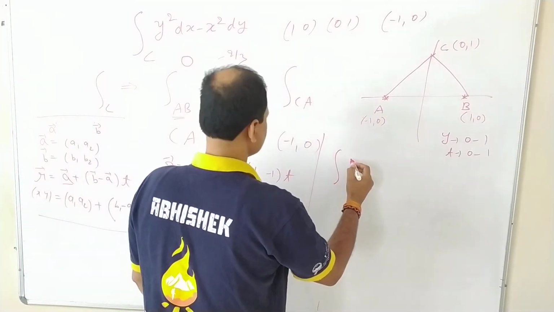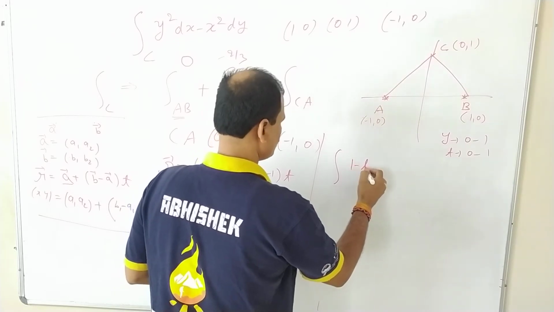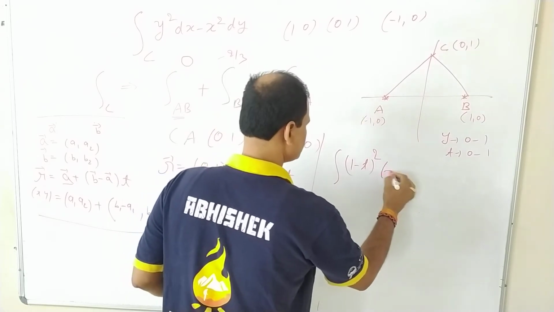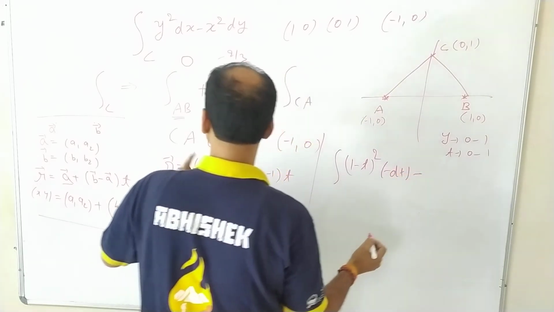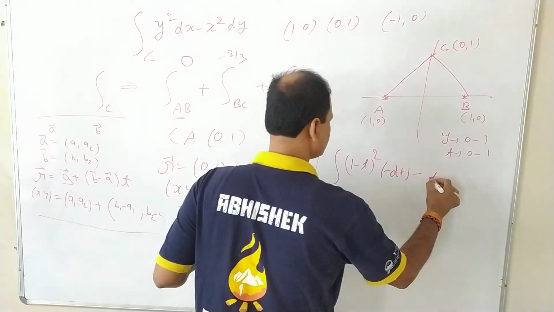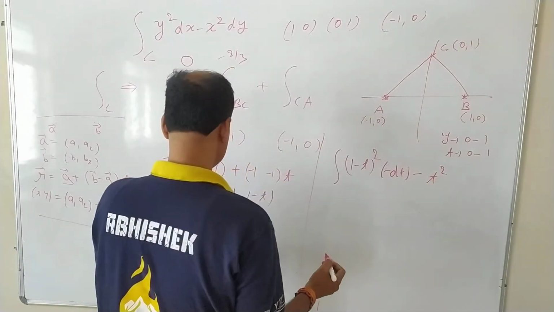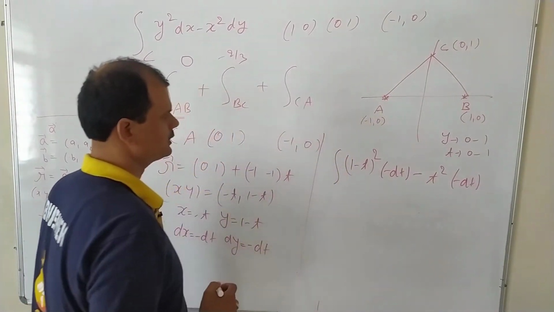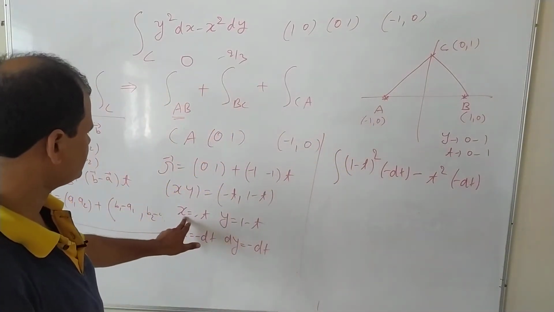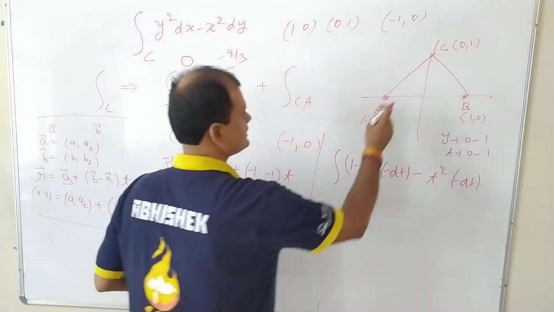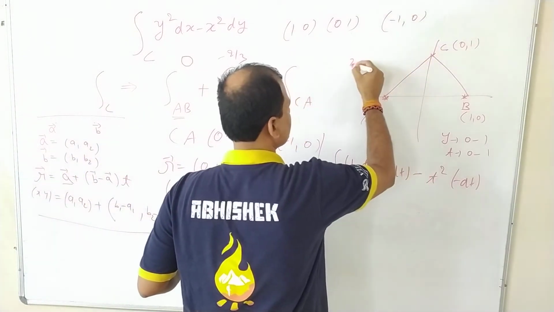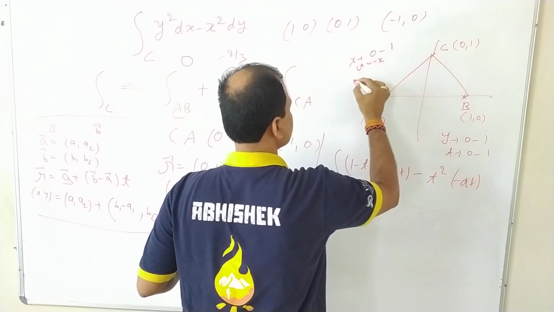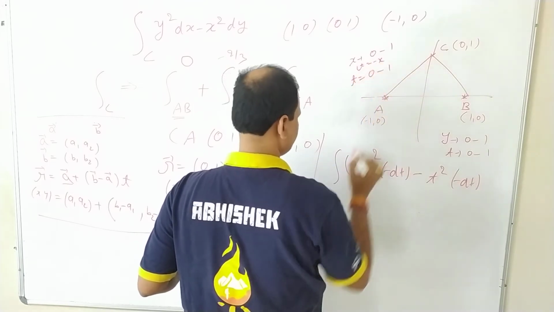Integral y square. So y square means (1 minus t) whole square and dx will be minus dt; minus x square means t square and dy means minus dt. And what is this t limit? Here x equal to minus t. So what is the x limit? X limit is 0 to minus 1, and t equal to minus x, so your t limit will be 0 to 1.